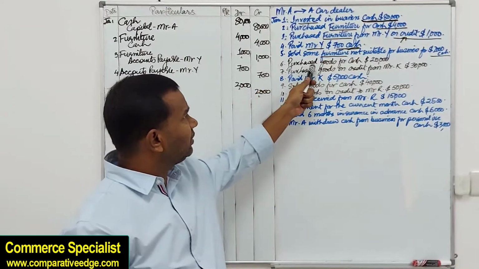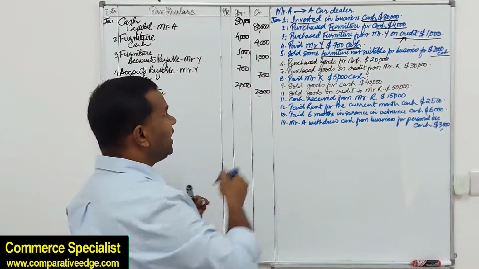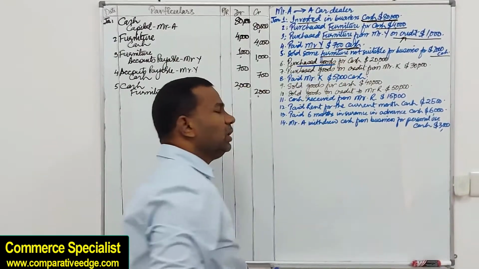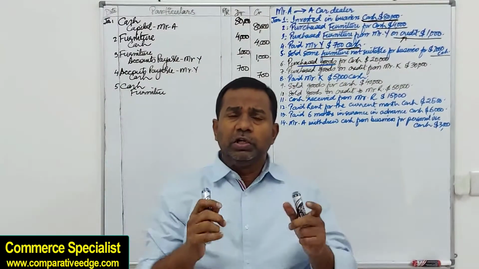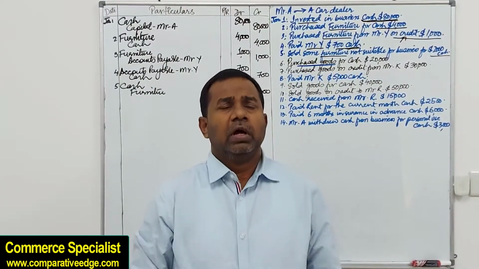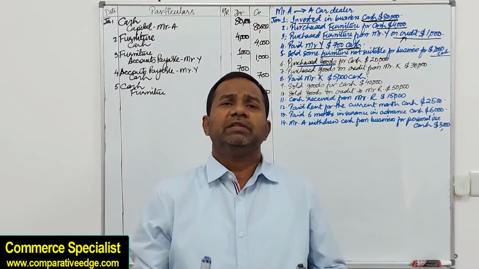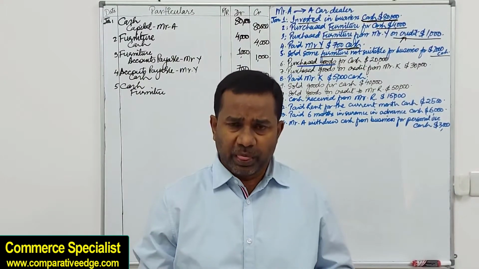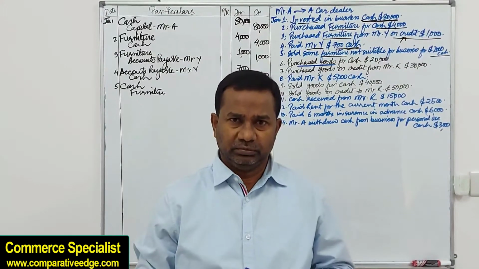6 in black. What does it say? It says purchase goods. Ladies and gentlemen, you need to know the meaning of goods. Goods means items either purchased or manufactured for the purpose of selling.